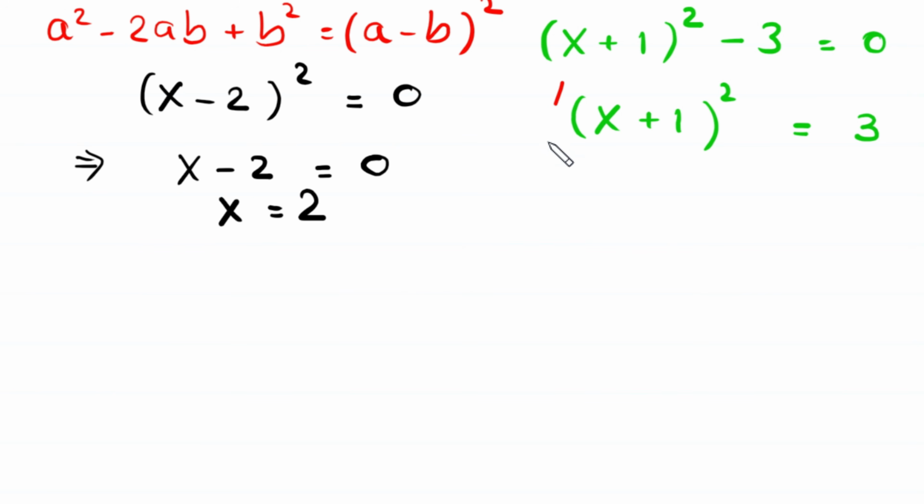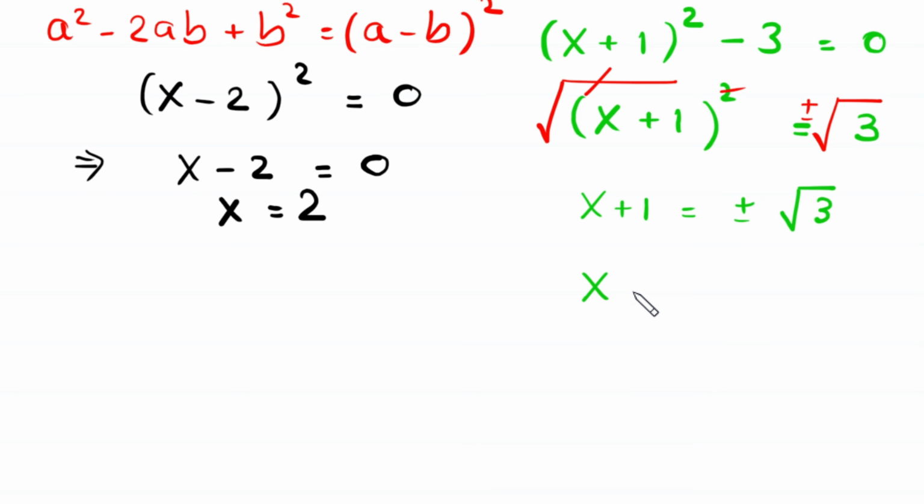Now we take a square root of both sides. So this square will be cancelled out with the square root, and the left hand side will become x plus 1 equal to plus minus root 3. Move this 1 to the right hand side. This will become x is equal to negative 1 plus minus root 3.